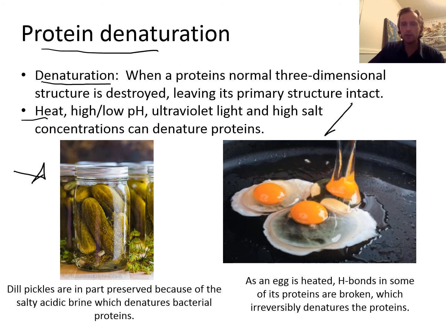Then in eggs, the change in color when the clear part of the egg becomes white, that is a result of the proteins that are there denaturing, and it is irreversible. It can't go backwards, just like you cannot unfry an egg. So all proteins are like that. You can't undenature them.